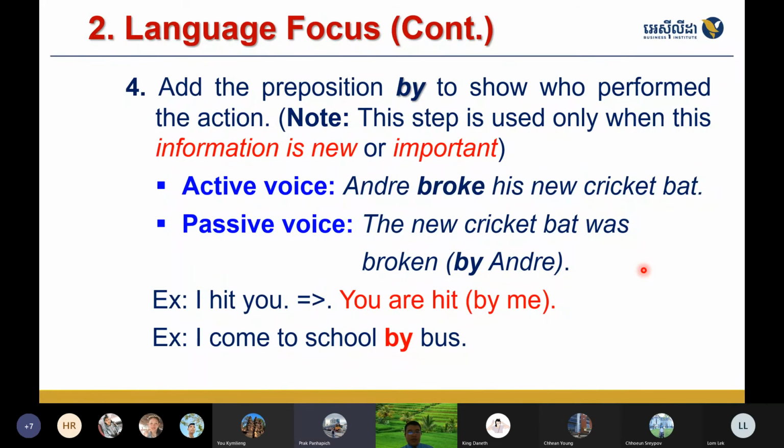4. Add the preposition by to show who performed the action. Note: this step is used only when this information is new or important. Active voice: Andrea broke his new cricket bat. Passive voice: The new cricket bat was broken by Andrea. Example: I hit you. You are hit by me. I come to school by bus.